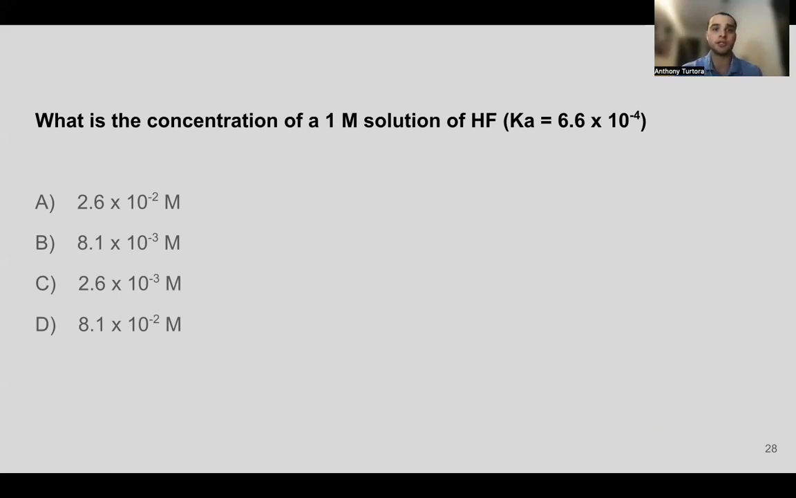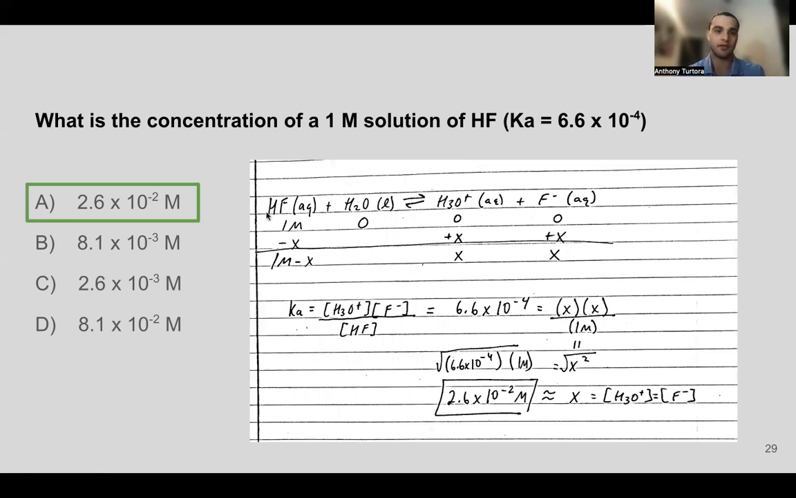So the question states, what is the concentration of a 1 molar solution of HF? And I am provided with the Ka value here. So what I would have to do would be set up an ICE table. So I would have to draw out the reaction first of HF dissolving in water. And so I have done that right here. So I have my hydrofluoric acid and water, and then I have my hydronium ion and fluoride ion. And this is what happens when I dissolve HF in water.